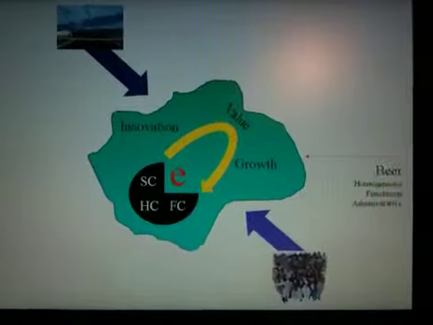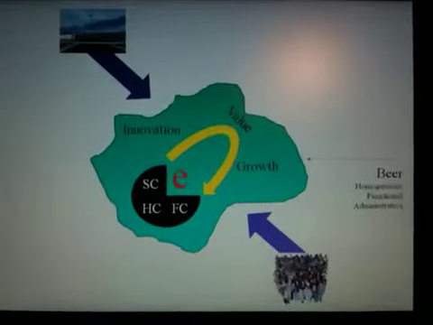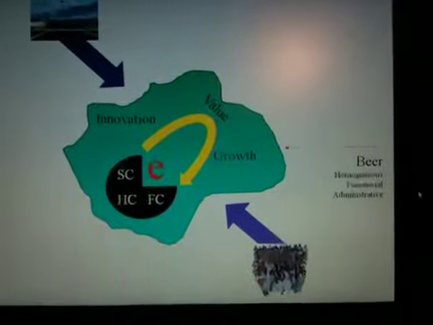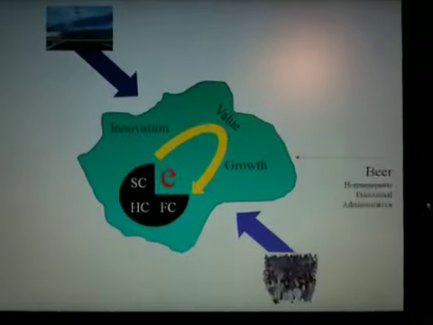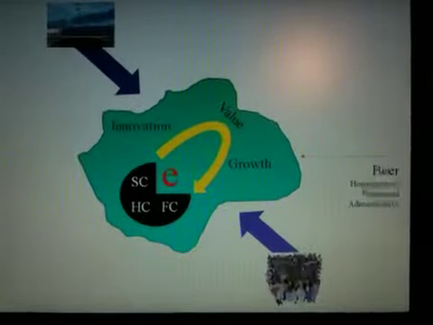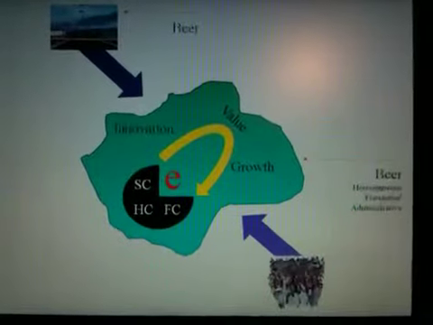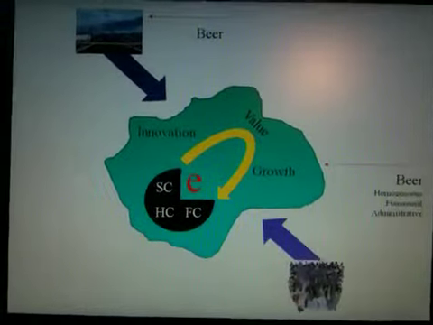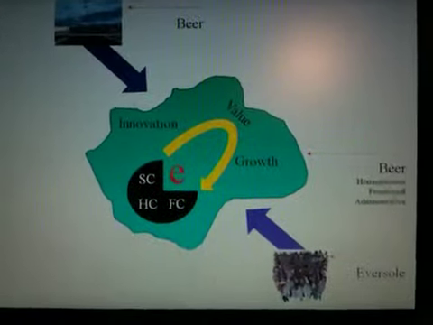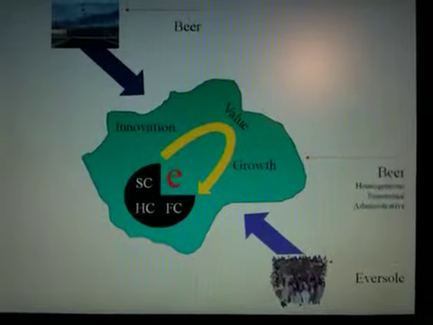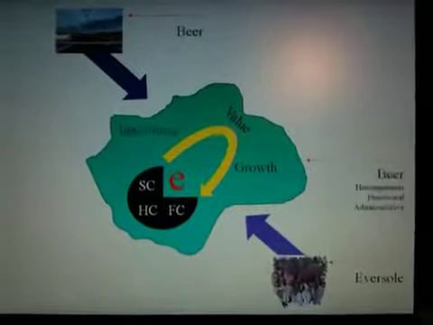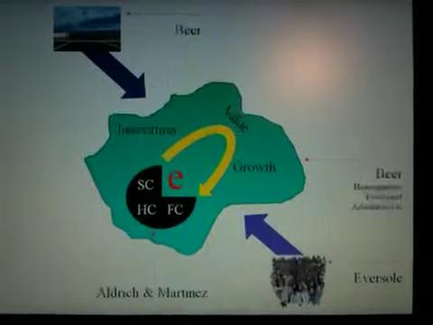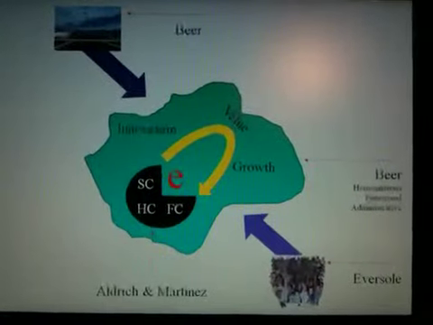Now, I think from the literature, just from this place, if we just use this very simple framework, what we can do is we can start looking at Beer's work on homogeneous, functional, and administrative regions, and you can ask yourself some questions: where do you actually fit into that scheme of things? Beer's earlier work, 98, talking about the notion of this top-down approach. We also have the work by Evansole, talking about this grassroots, so asking yourself, well, what's happening in your community? Clearly we have the work of Aldridge and Martinez talking about the entrepreneur in the scheme of this.